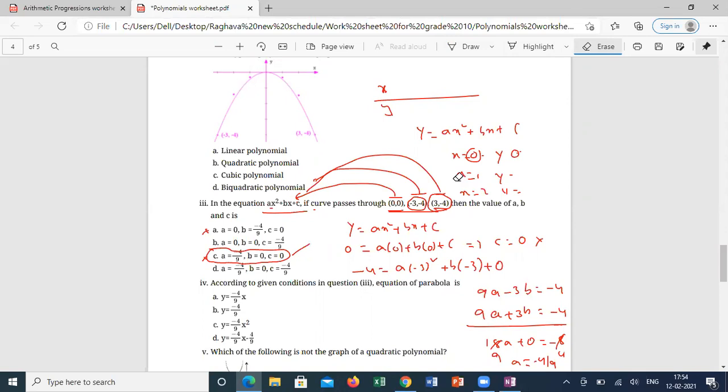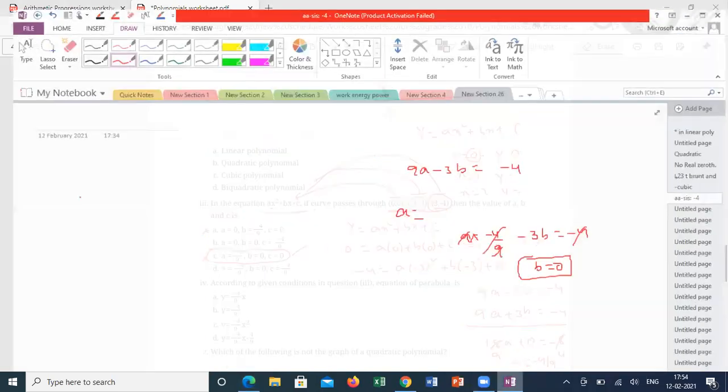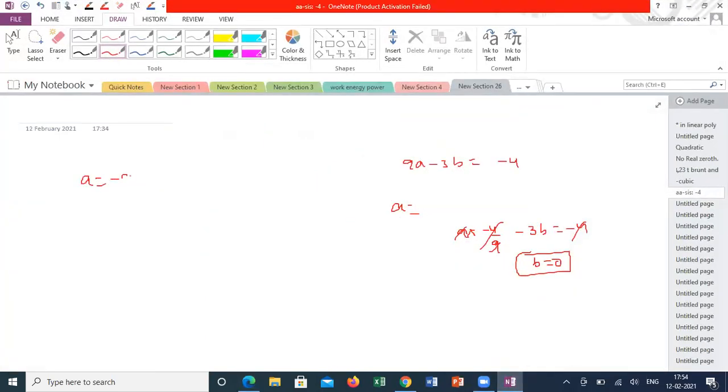Sir, the fourth question also, sir. According to the third question, what is the equation of that curve? What are the ABC values we got? Anyone can repeat the ABC values? A is equal to minus 9 by 4, B is equal to 0, C is equal to 0. And curve equation, how can we take it? Ax square plus bx plus c, correct? Substitute the respective values. Y is equal to minus 9x square by 4 plus 0 plus 0.